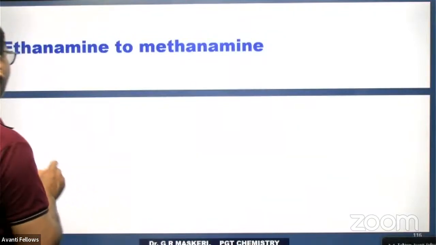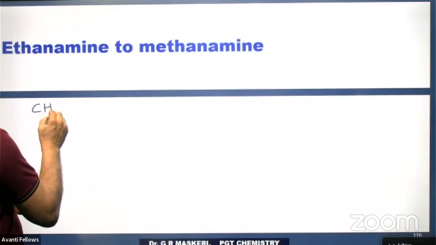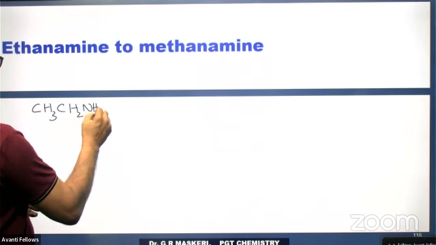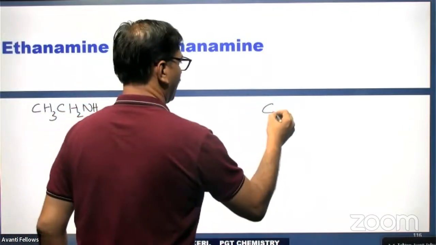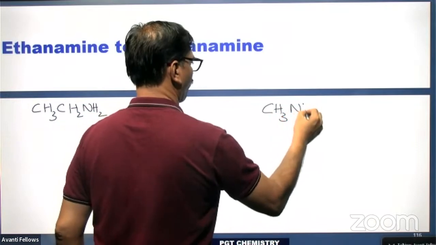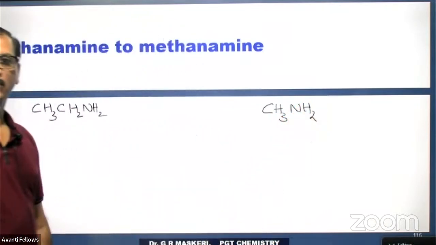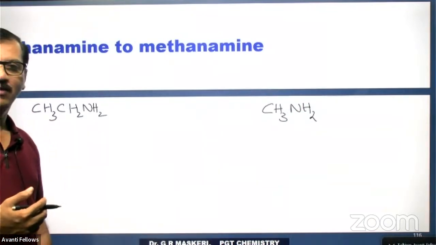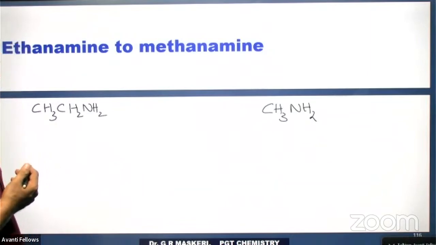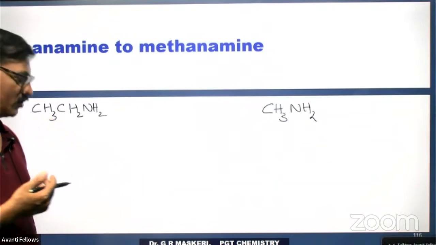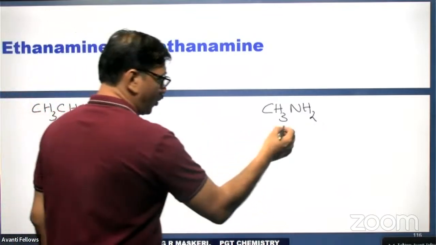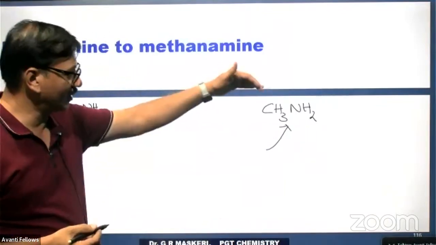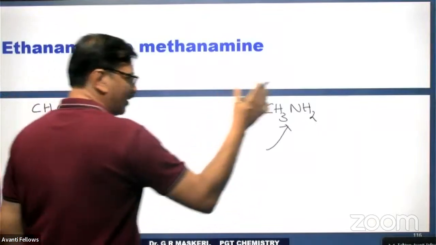Now, ethanamine to methanamine. Ethanamine, CH3CH2NH2. Ethanamine to methanamine, CH3NH2. Okay, so this is the one having several steps, right? You may think of how to take up this question. We'll have the steps like this, right? How can this compound be obtained?